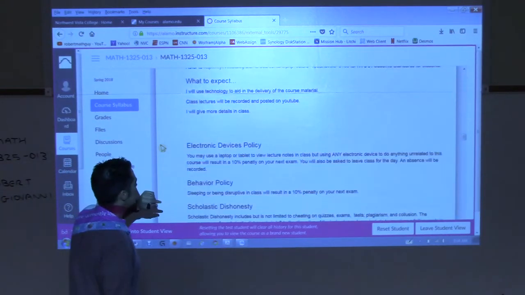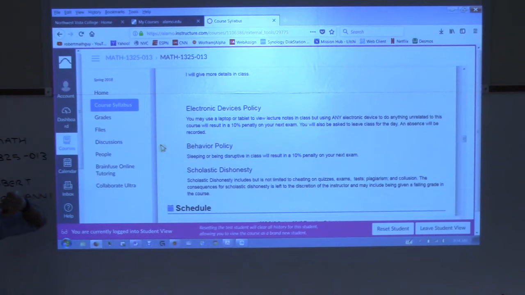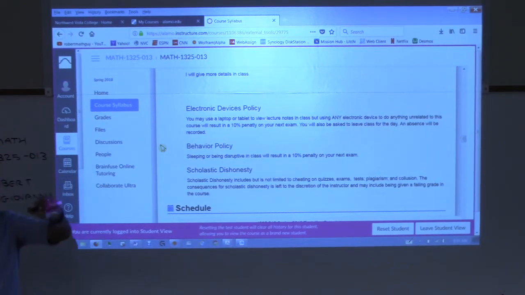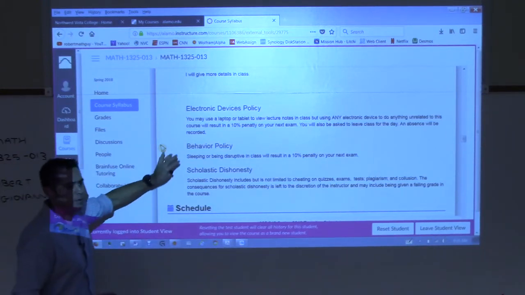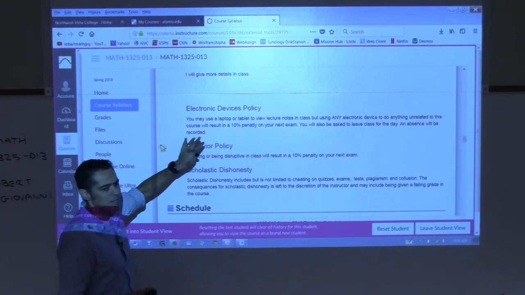I do have an electronic device policy in terms of cell phones. So I don't want them out. I don't want you on your phone. I don't want you texting. I don't want you doing any of that in this classroom, okay? If there's something important that you need to take care of, you can step out of the classroom, take care of it, and come back in, all right? That clear?